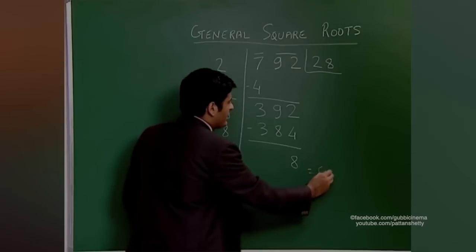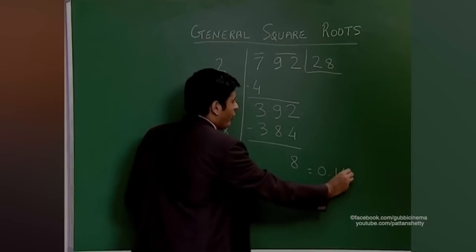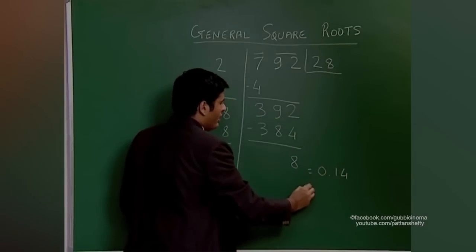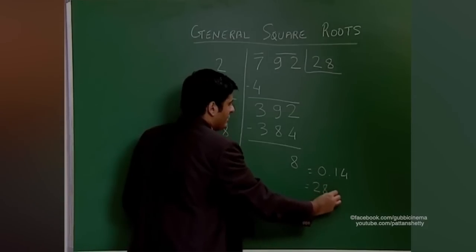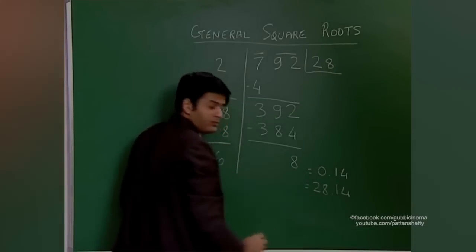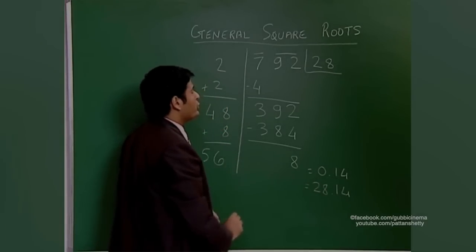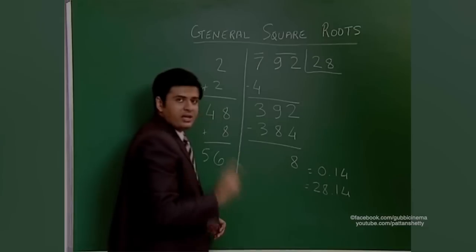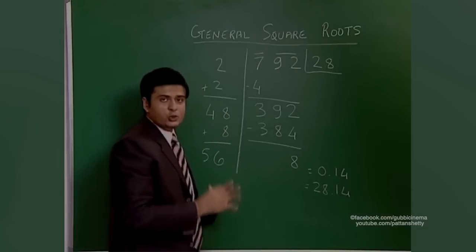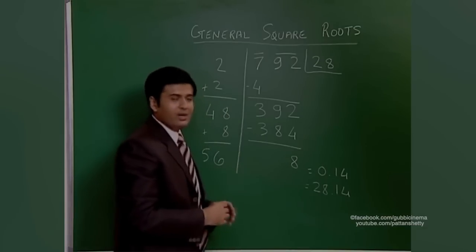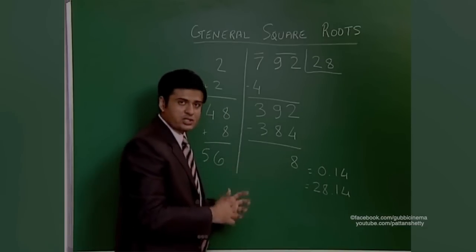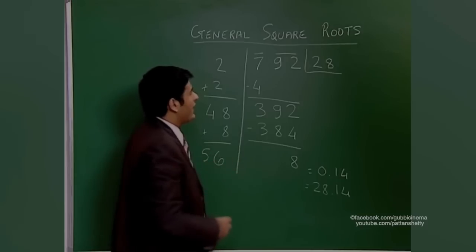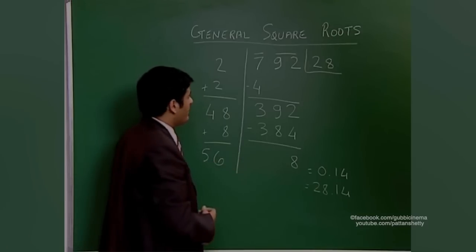So I get 0.14. My final answer is 28 plus 0.14, that is 28.14. Approximately the square root of 792 is 28.14. Let me revise this technique once again so that it becomes clear. Normally in exams they never ask such tough questions, but in this course my intention was to deal with questions of all types. That is why I am dealing with this example.